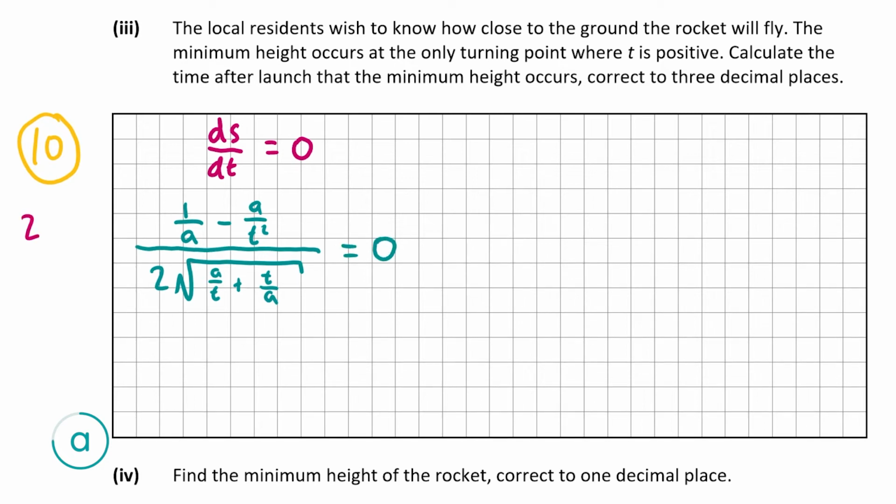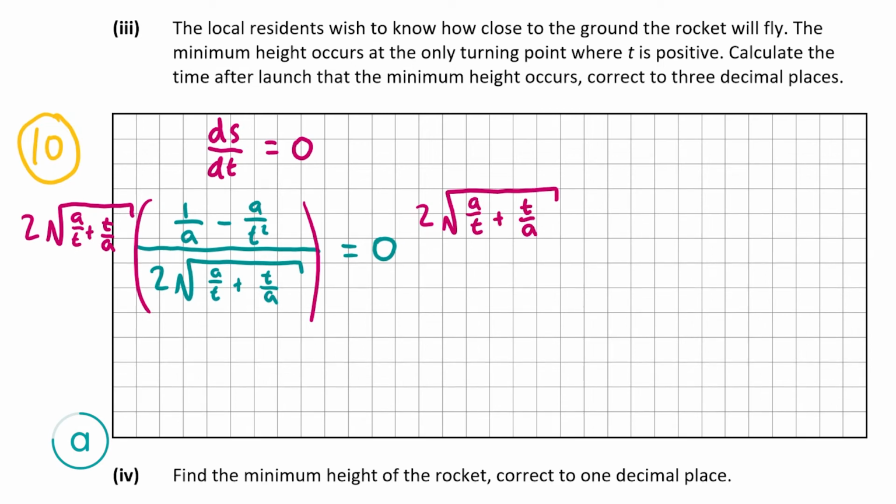So to get rid of the fraction, I'm going to multiply both sides by the denominator, which is going to be 2 square root of a over t plus t over a. So the 2 square root of a over t plus t over a will cancel, and I'll be left with 1 over a minus a over t squared. And 0 by any number is always going to be 0, so it's going to be 1 over a minus a over t squared is equal to 0.